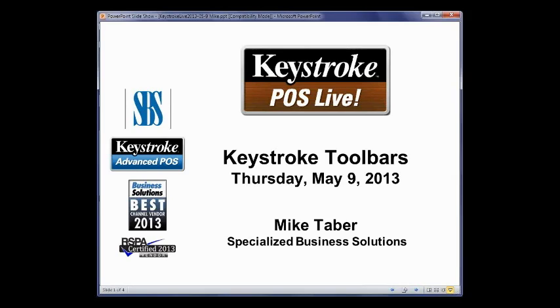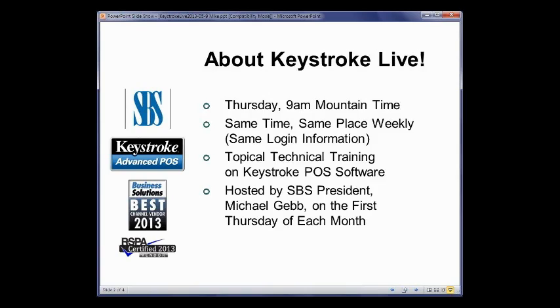Today we're going to go over the Keystroke toolbars in our Keystroke Live. Last week Mike Gebb went over some of the macro functions and how you can call out macros through the toolbars. And then Jay and Nick went through the previous week on how to add nested toolbars, if you want to call them that, or overlaid toolbars. As always, we meet every Thursday now at 9 o'clock Mountain Time. And we're going to get started.